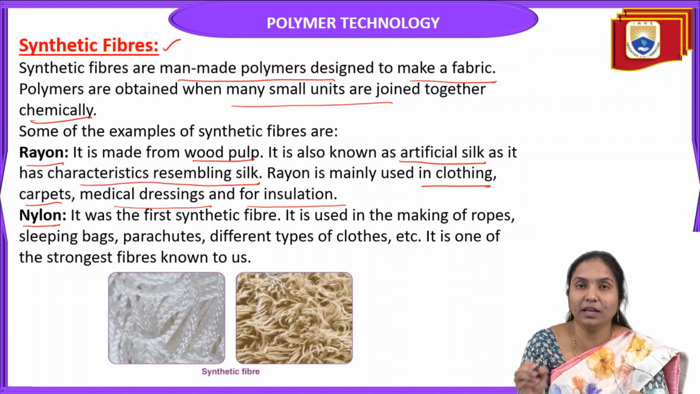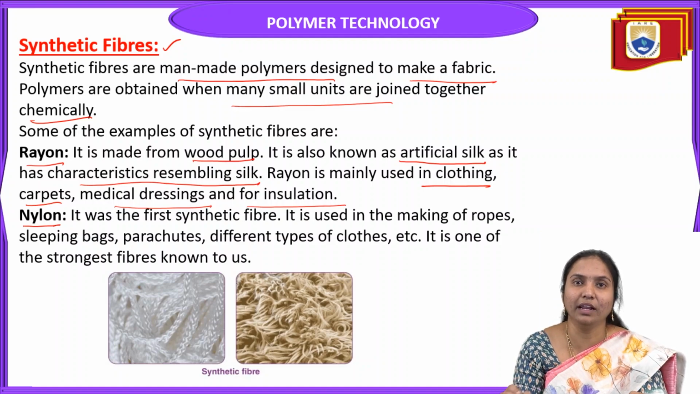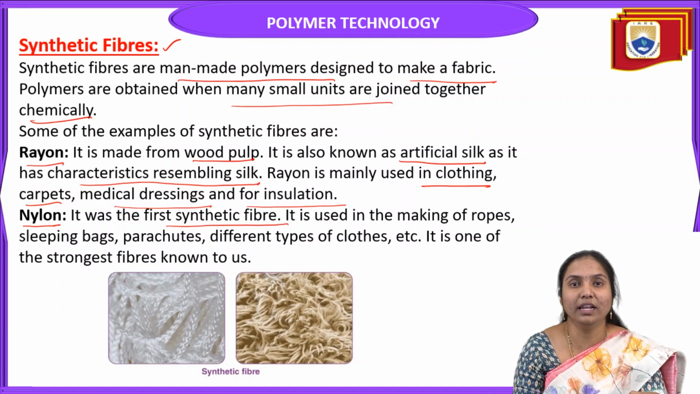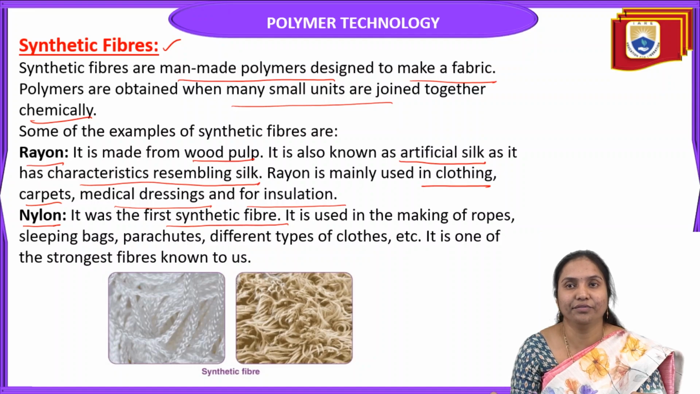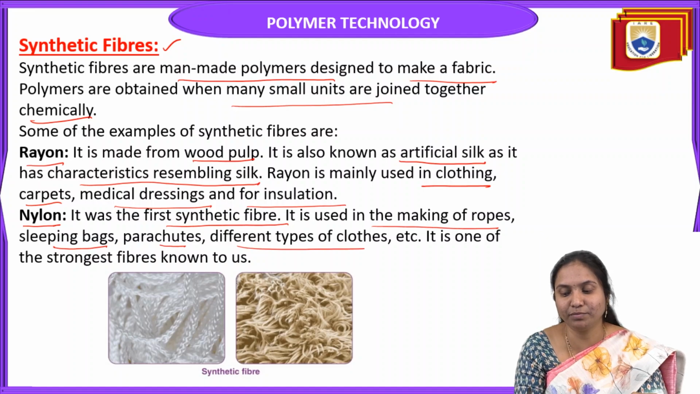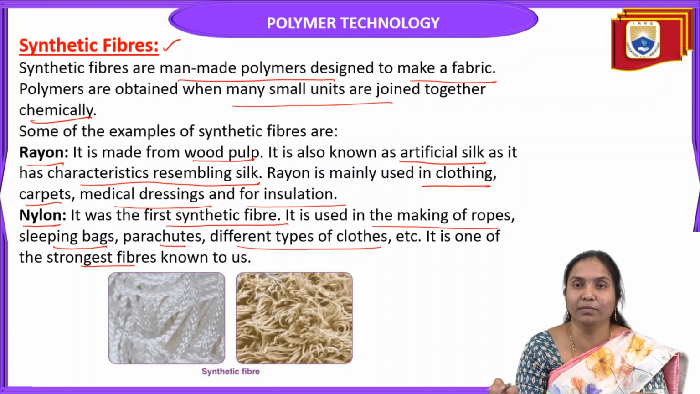And the second example of the synthetic fiber is nylon 66 or nylon 6. There are types of nylon. Nylon is the first synthetic fiber. It is used in making of ropes, sleeping bags, parachutes, different types of clothes, etc. It is one of the strongest fibers.